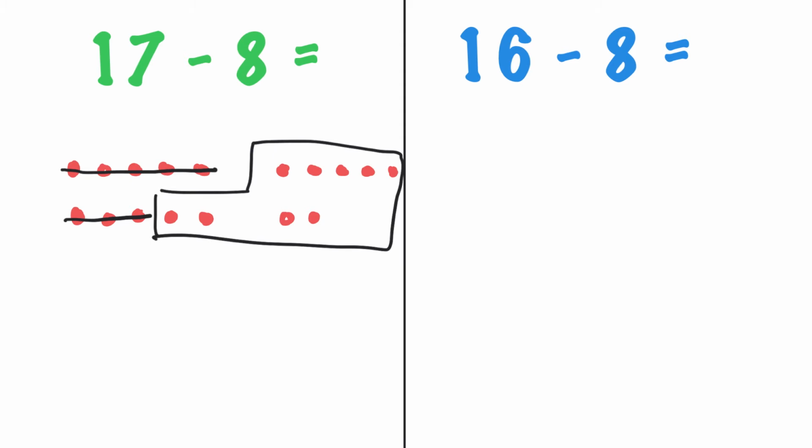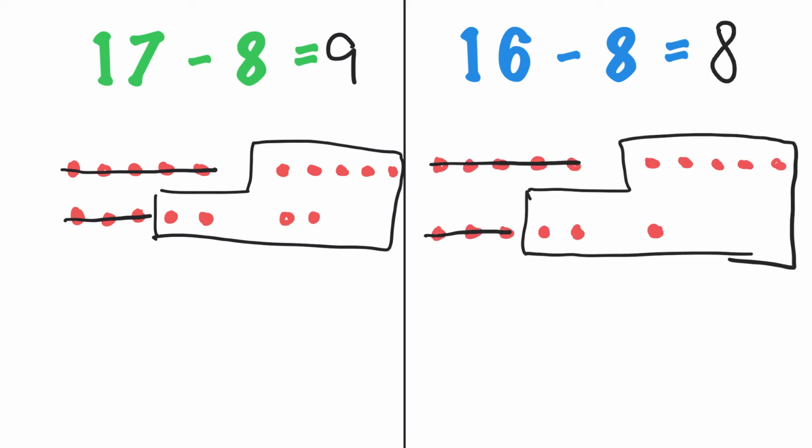And I already know I have 7 over here. So I have 7, 8, 9. So 17 minus 8 is going to be 9. All right, boys and girls, if you haven't finished your problem yet, pause the video and then press play so you can check your work.